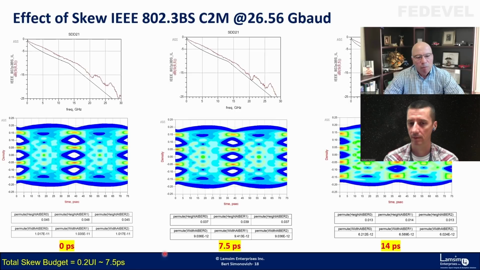So this gives an indication of 7.5 picoseconds. That's total skew now. That includes fiber weave effect. Any other skew, like if your trace lengths aren't matched in length, that'll cause skew.